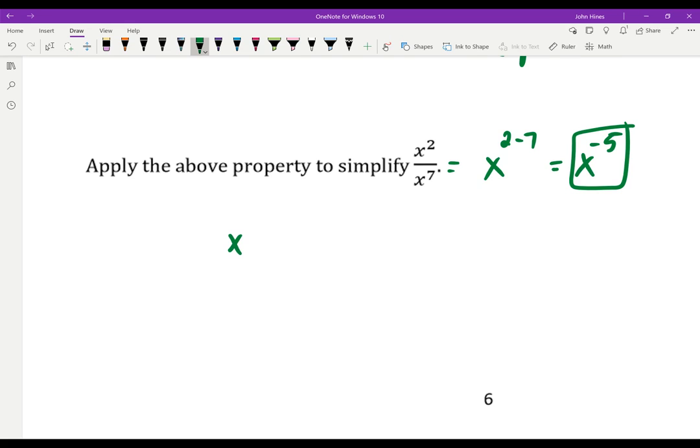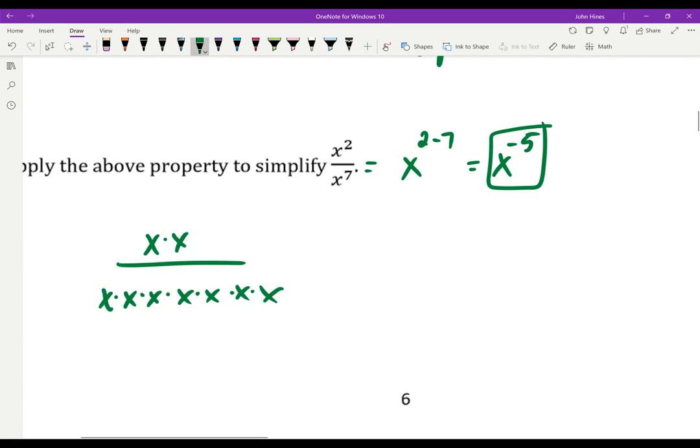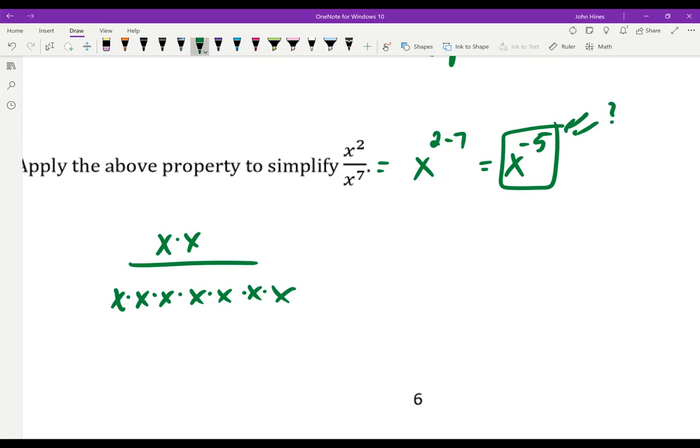So here's really what's going on here. We're going to have to extend our properties of exponents to a new meaning. What do I do when I have a negative exponent here? That's my question. How do I deal with a negative exponent? Well, that's what we're going to talk about right now.